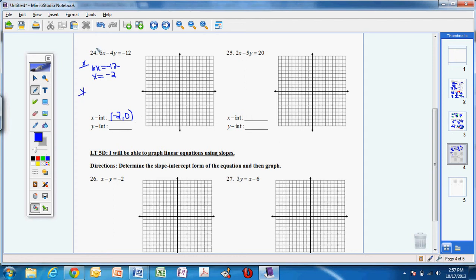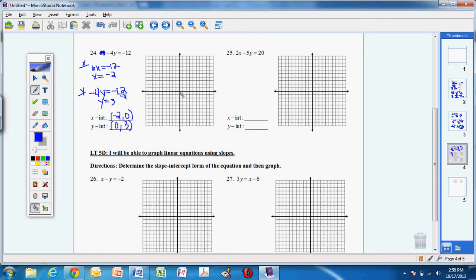And my y-intercept is the y value when x is 0. So if x is 0, all of this is going to go away. And I'm left with, careful, keep the negative with it, negative 4y is equal to negative 12. Then dividing by negative 4, I'm going to be left with negative 12 divided by negative 4. A negative divided by a negative is going to end up being a positive, and 12 divided by 4 is just going to be 3. So again, as an ordered pair, that's the point 0, 3.